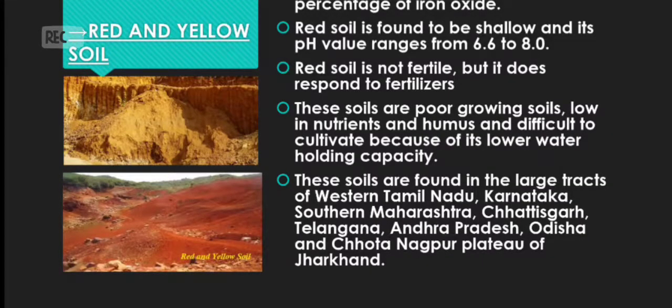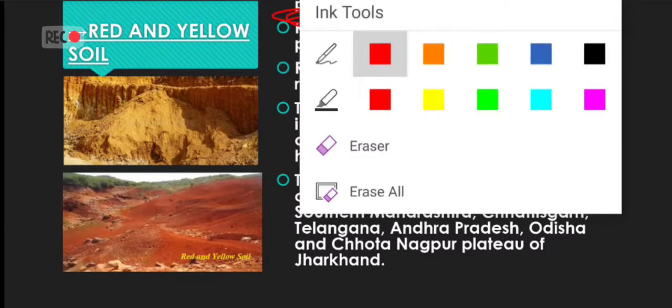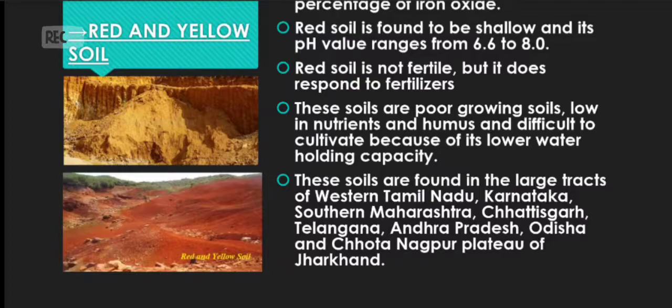Now I am coming to red and yellow soil. Red soil is porous and has a high percentage of iron oxide. It is very high in iron oxide content. Red soil is found to be shallow and its pH value ranges from 6.6 to 8.0. It is clearly mentioned that it is alkaline or basic.